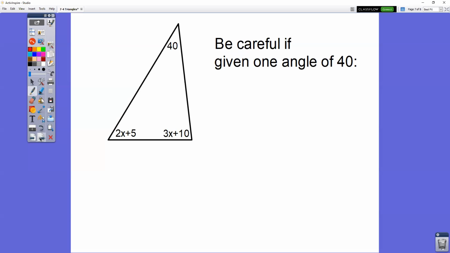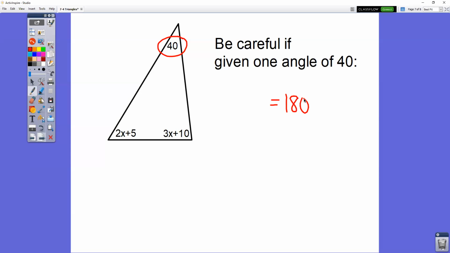Now, notice in this question, they give you this angle of 40. Notice that there's no x there. That is the answer for that angle. So when you go to sub back in, you can't sub anything back in because there's no x there. The answer for that angle is 40. So here's where you need to be careful, though. You need to be careful when you go to set up your equations.